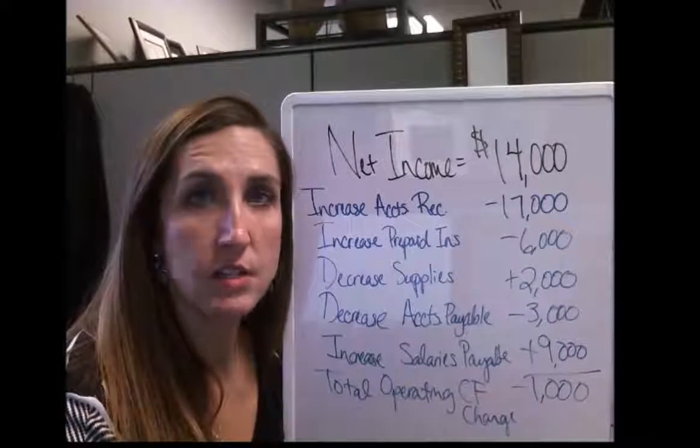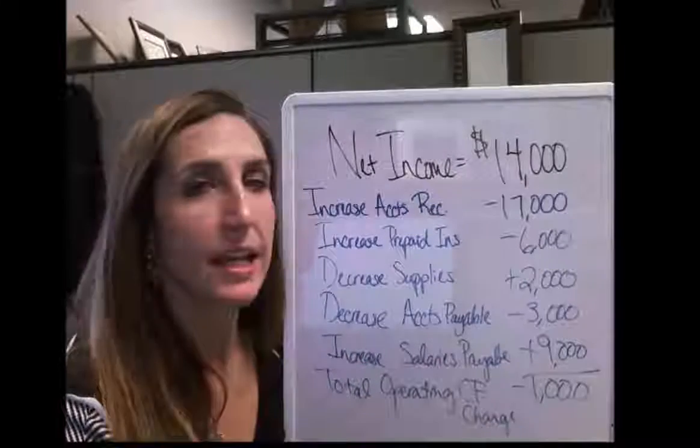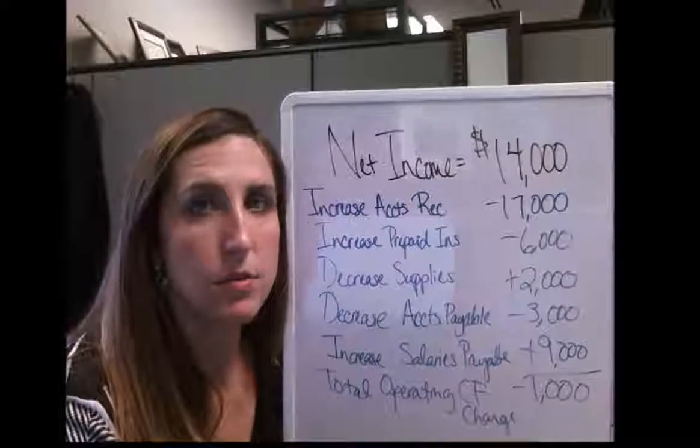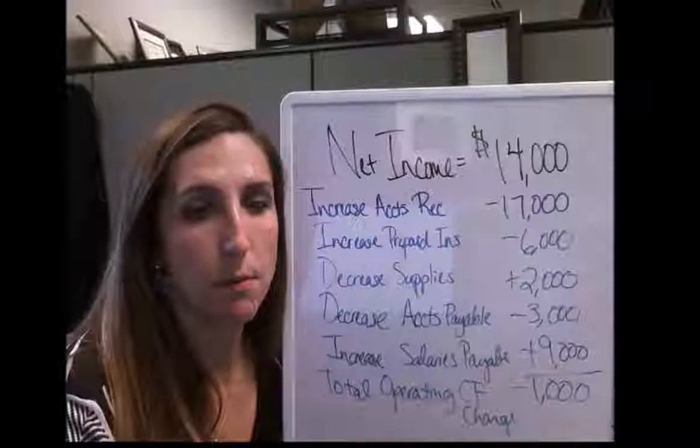If I had depreciation expense, I would always have to add that in. If I had a loss, I would have to add that in. And if I had a gain, I would have to subtract that. Those are the items you use to analyze the operating cash flow.